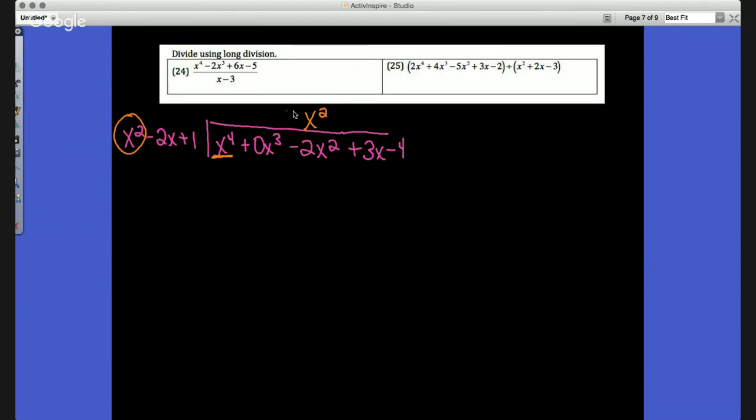Now, once I get here, I'm going to distribute all the way out to all three of these and put them down below. So x squared times x squared would be x to the fourth. x squared times -2x would be -2x to the third. x squared times 1 would be x squared.